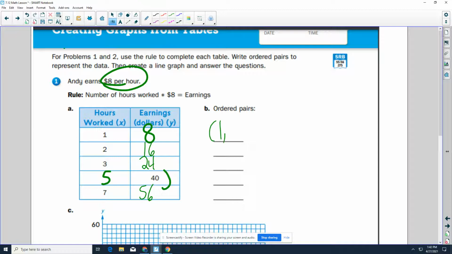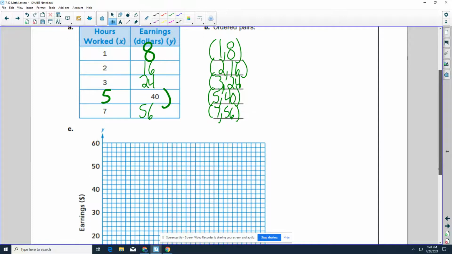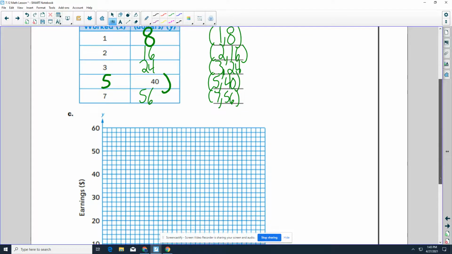So we know when he works 1 hour, he makes $8. When he works 2 hours, he makes $16. When he works 3 hours, he makes $24. When he works 5 hours, he makes $40. When he works 7 hours, he makes $56. And this is something that will actually be helpful when you eventually get a job and find out your hourly wage. You can figure out how much your paycheck will be before taxes.